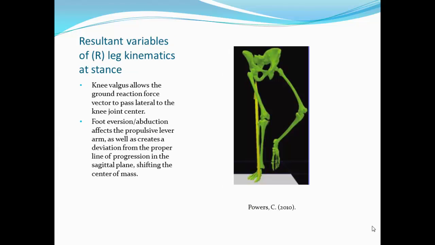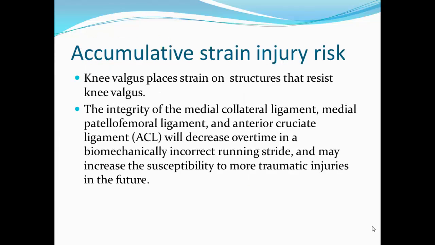And we can see a good picture of this right here of the resultant variables of right leg kinematics stance on our subject. And what we're seeing is that the knee valgus is allowing the ground reaction force vector to pass lateral to the knee joint center, as well as foot eversion abduction affects the propulsive lever arm, as well as creates a deviation from the proper line of progression in the sagittal plane, shifting the center of mass. This resultant ground reaction force is going to create a cumulative strain injury.